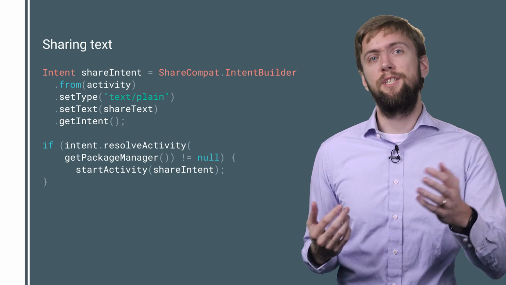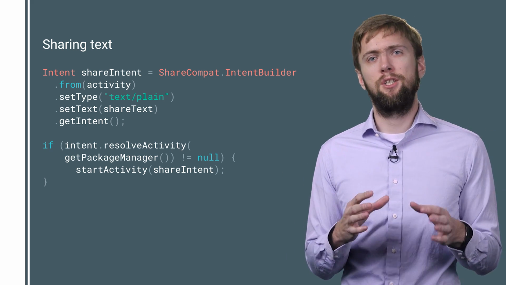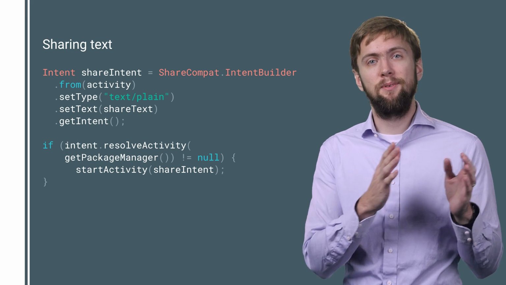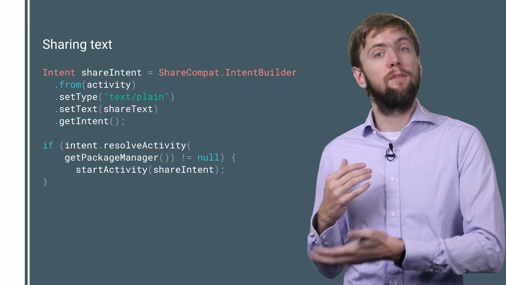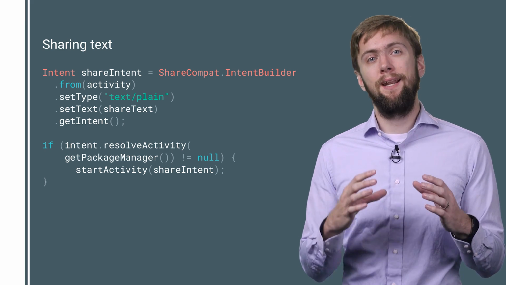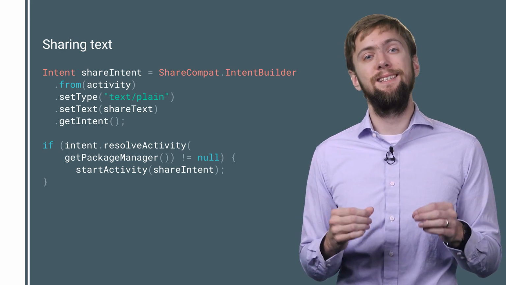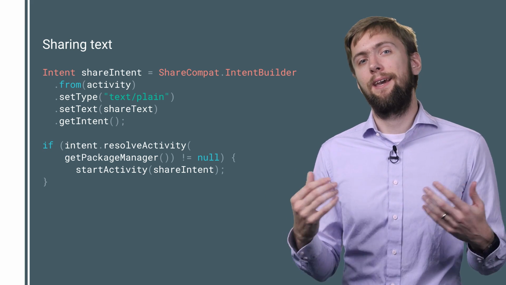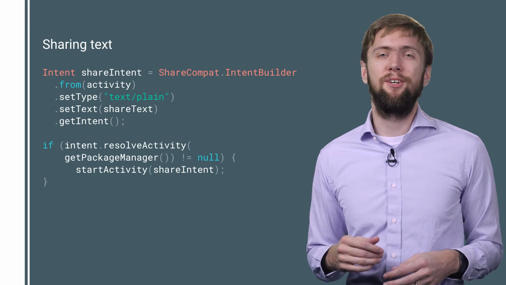Share some text. ShareCompat does the hard work of constructing our intent. You just have to make sure to set the MIME type. This is how apps filter what type of content they can receive. Then call startActivity. We wrap it in resolveActivity. This prevents ActivityNotFoundExceptions for cases where there's actually no app that can handle what we're sharing. Better safe than sorry. That was too easy though.